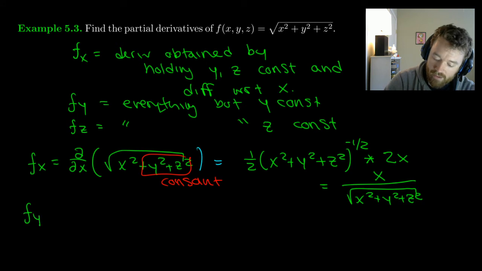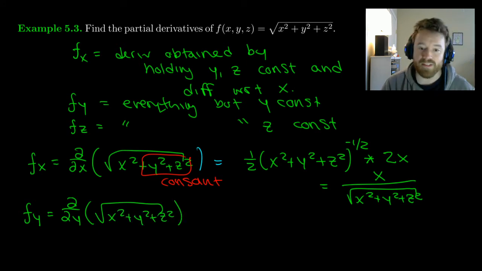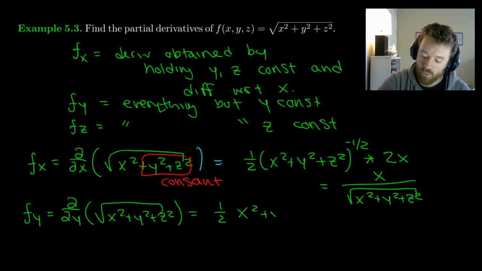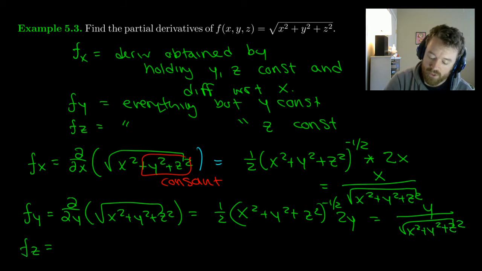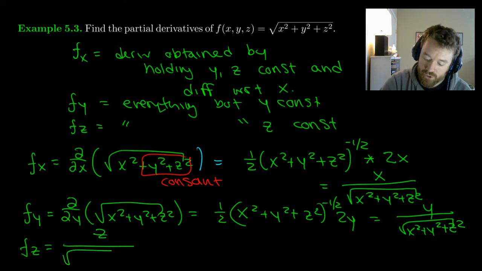Similarly, fy will be del y of the square root of x squared plus y squared plus z squared again. This is now going to be holding x and z constant, and so I'll get 1/2 times x squared plus y squared plus z squared to the negative 1/2 times 2y. And again, that's y over the square root of x squared plus y squared plus z squared. And finally, fz is going to be holding everything but z constant, and I'll get z over the square root of x squared plus y squared plus z squared.